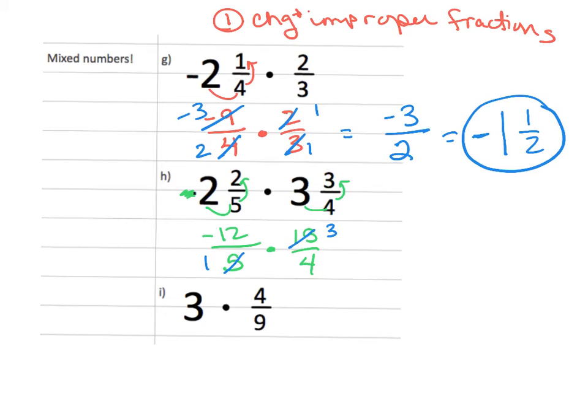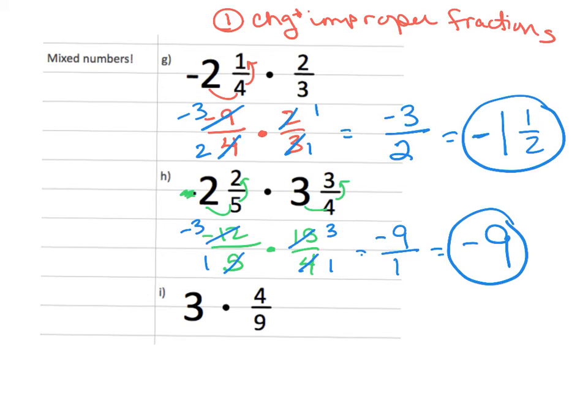12 and 4, I can put in 4s. 4 divided by 4 is 1. -12 divided by 4 gives me a -3. So I get a -9/1. Anything over 1 gives me that -9, and there's my answer.